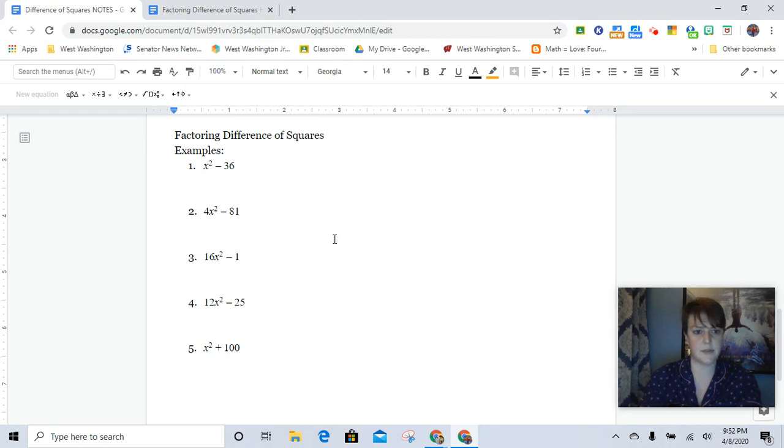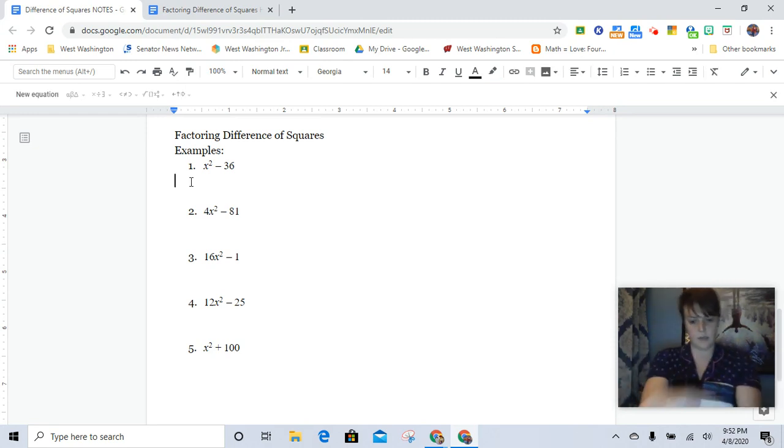But right now, just write prime and move on. So here's our examples. I'm not even going to use the equation editor here because I'm just not going to take that time. So how we do these, simple steps. Take the square root of the first term, take the square root of the second term. The square root of x squared is just x.